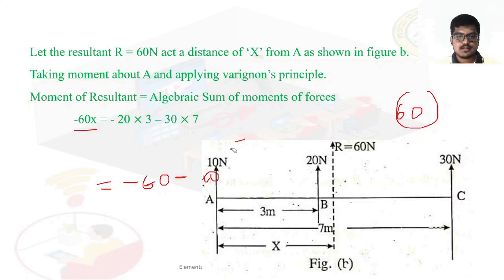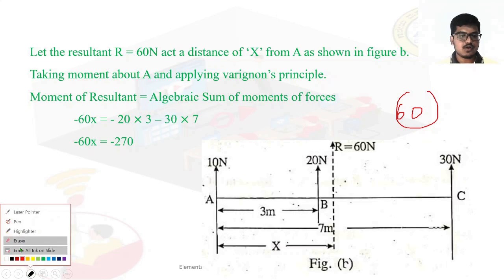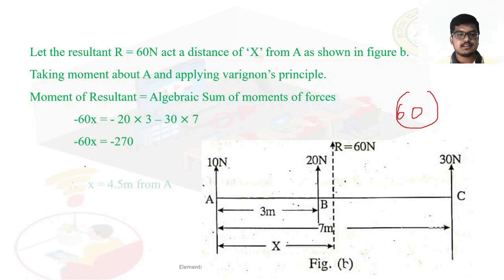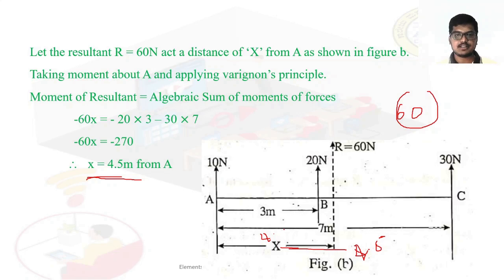Once we solve, what do we get? We get minus 60x is equal to minus 270. Then x is equal to 4.5 meter from A. So the value of x is 4.5 meter from A. So by using the moment concept in Varignon's theorem, Varignon's principle, we can calculate the distance of the resultant from the point A.